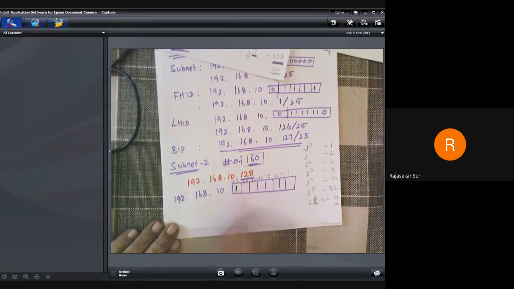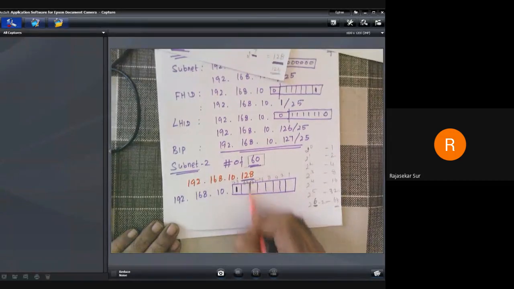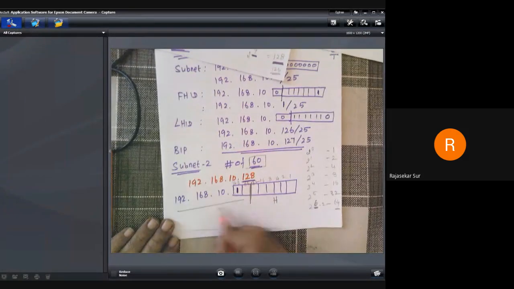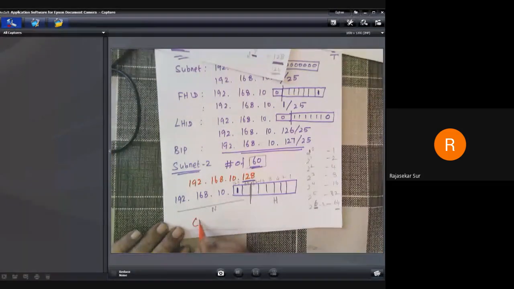This is 128. Now you see how many bits you need in the host. In the host, 6 bits are enough. So 1, 2, 3, 4, 5, 6. So 6 is enough for the host. This is going to be the host. This is going to be the network. Now what is the CIDR value? This is 8, this is 8, this is 8, we borrow 2 bits. So 24 plus 2, /26 is going to be the CIDR value.